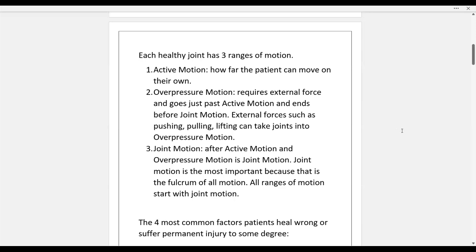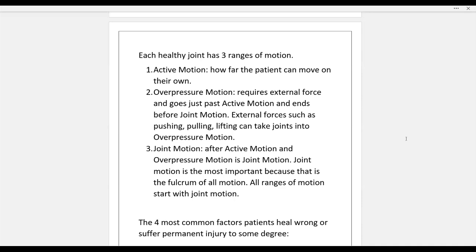Okay, so active range of motion is how far the patient can move on their own. Overpressure requires an external force. It goes past active range of motion and ends before joint motion. External forces such as pushing, pulling, lifting can take joints into overpressure. Now that's real important, what we just said.